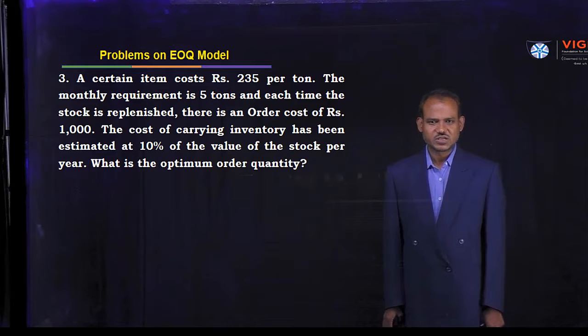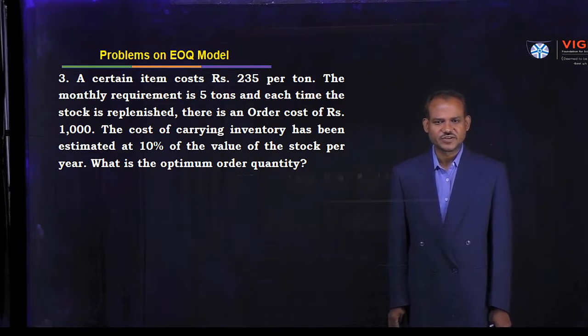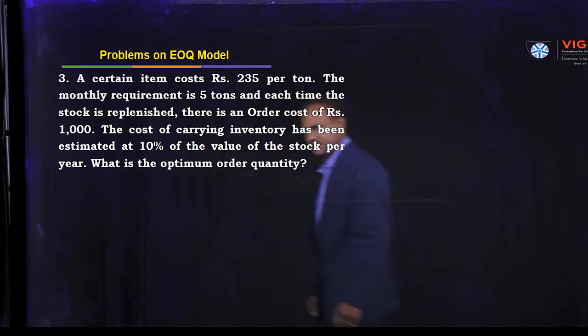Next, coming to the third problem on EOQ. A certain item costs rupees 235 per ton. So, the cost value of each item is given as 235. First of all, write down the given data.